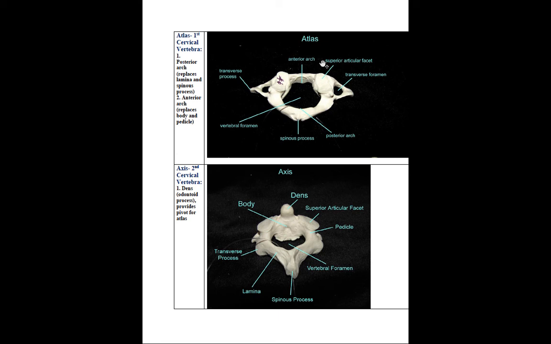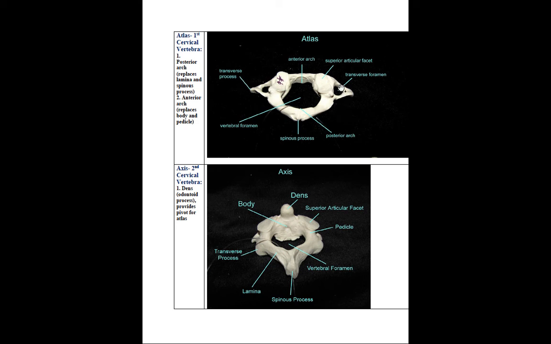The atlas is going to, of course, be your first cervical vertebra. So it's important to remember that it has these superior articular facets. Those superior articular facets are actually going to articulate with the occipital condyles of the occipital bone on the skull. And this is what's going to allow you to do that yes motion, shaking your head up and down. So again, superior articular facets are going to articulate with the occipital condyles of the skull. Hopefully that helps you put them all together in an articulated skeleton.